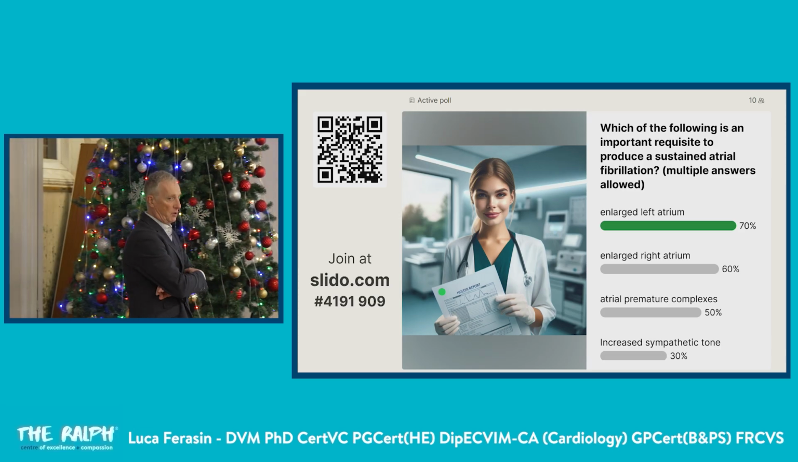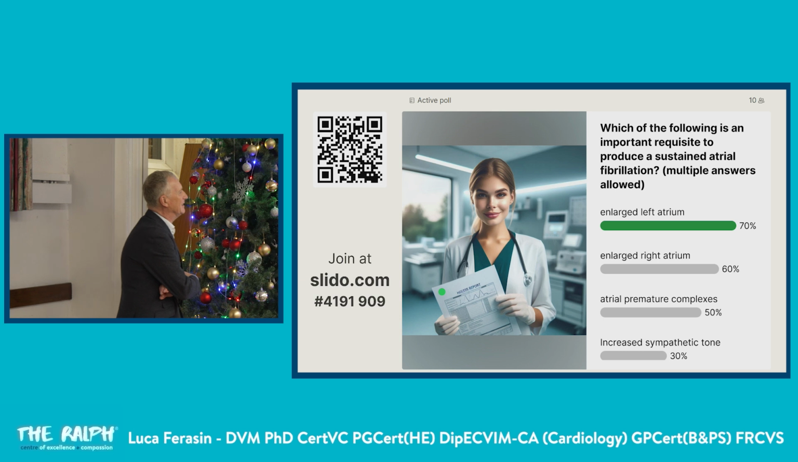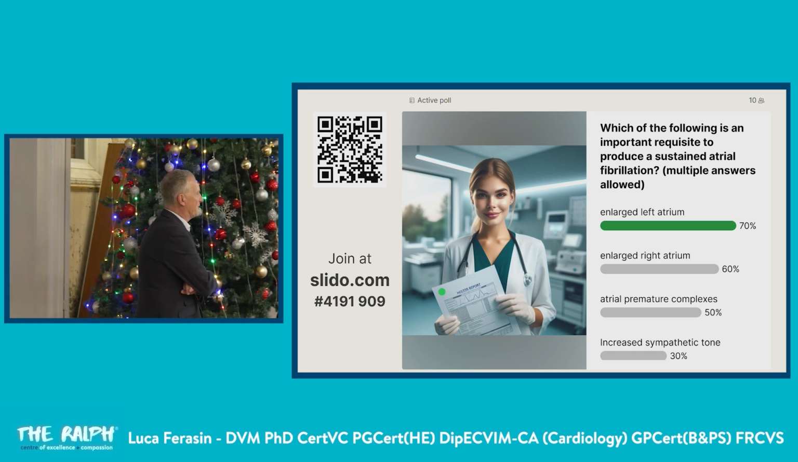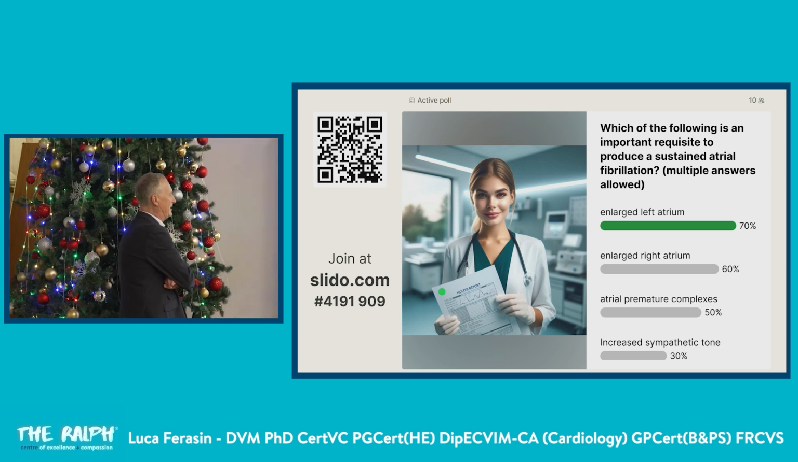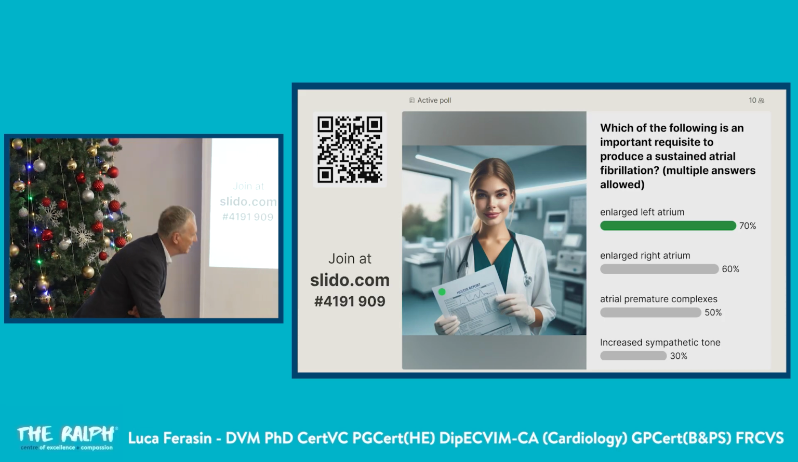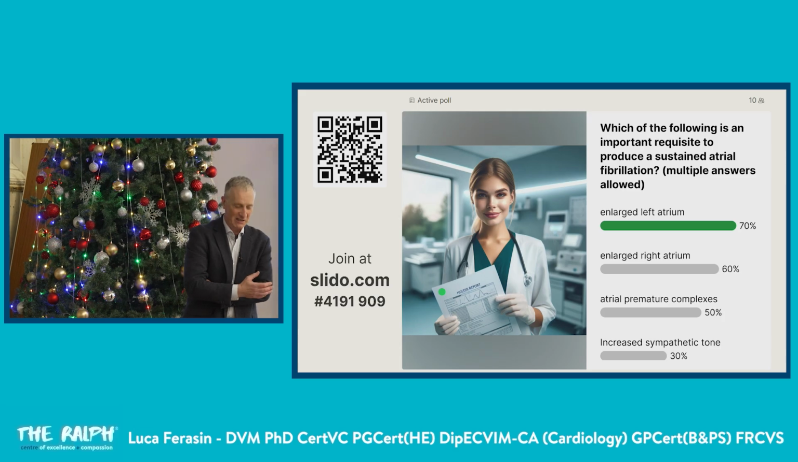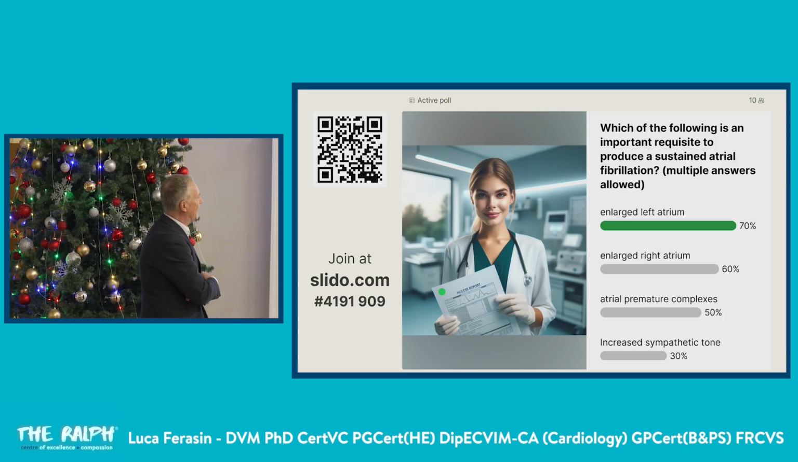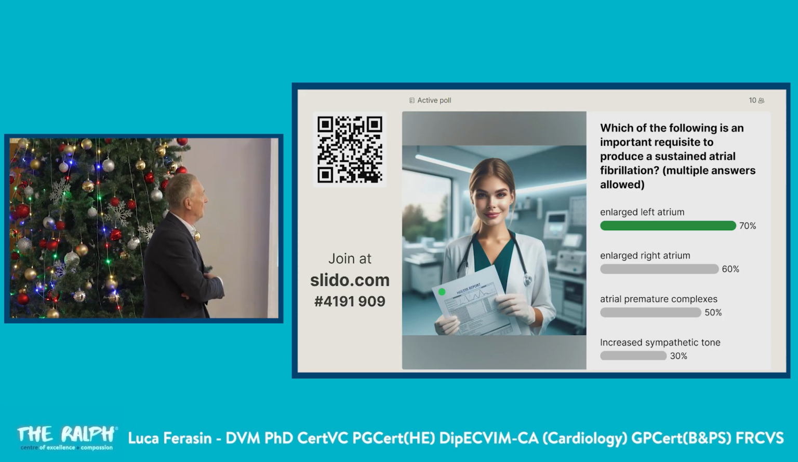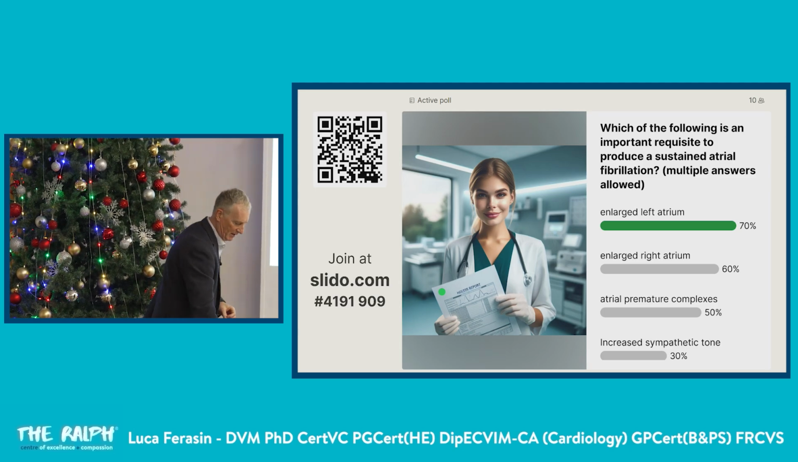Enlarged left atrium, correct. Enlarged right atrium, correct. Atrial premature complexes, correct. Increased sympathetic tone is also correct. Unfortunately, we can't see the others, but all these are requisite to produce a sustained atrial fibrillation.